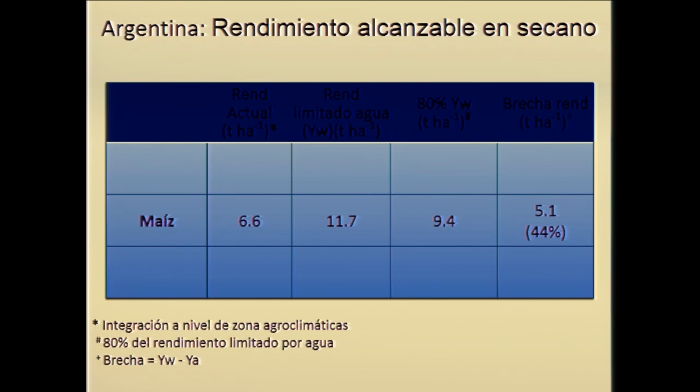Here we have the current yield in the past year has been 6.6 tons. The water limited yield is 11.7 tons. This is what we would be able to achieve using inputs in a reasonable manner. The difference between these two is the yield gap. So here we have 24% more leeway to increase the yield.